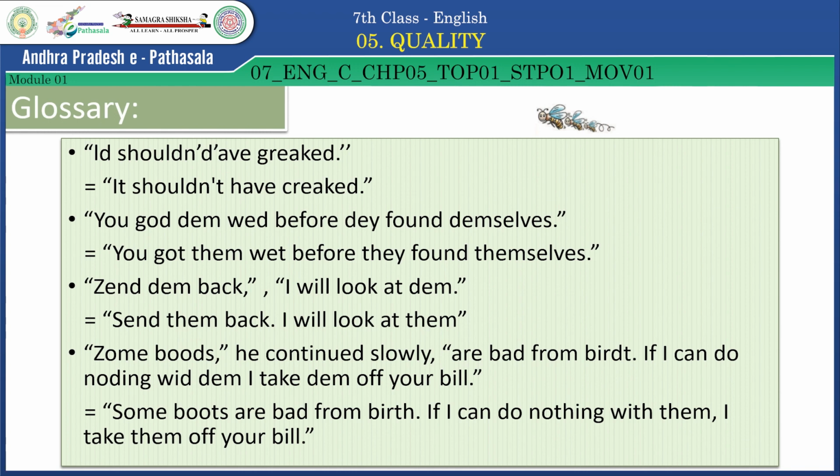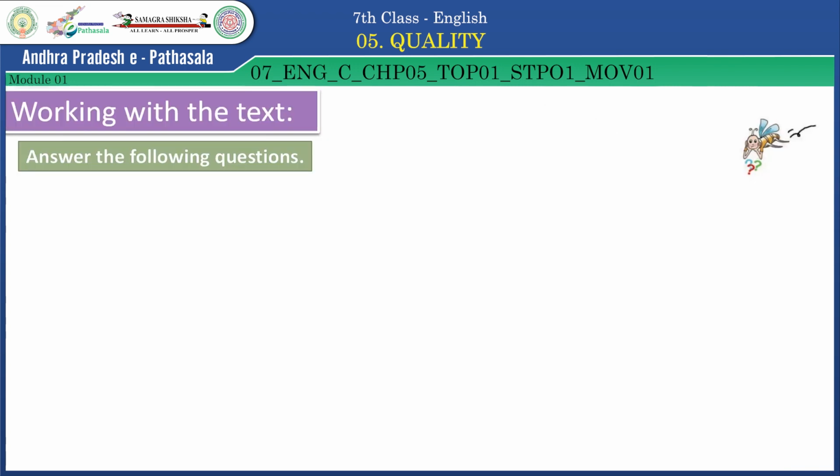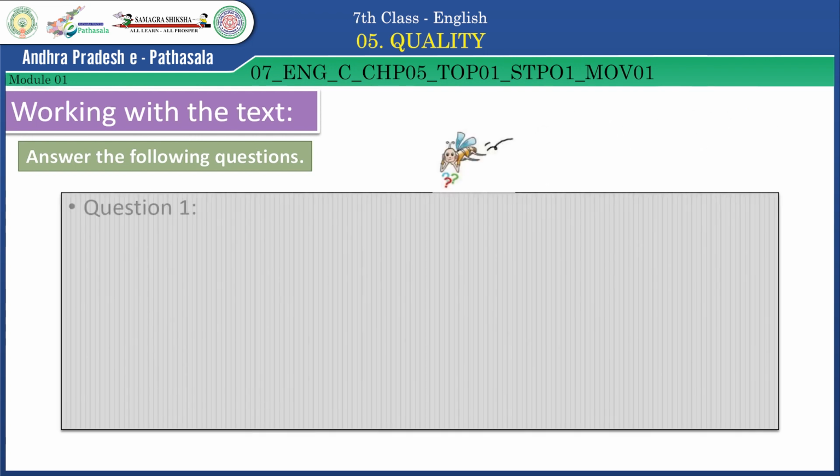Now let us answer the first three questions from the working with the text subsection, as they are related to our first part of the story. First question is, what was the author's opinion about Mr. Gessler as a bootmaker? Take the time to answer this question.